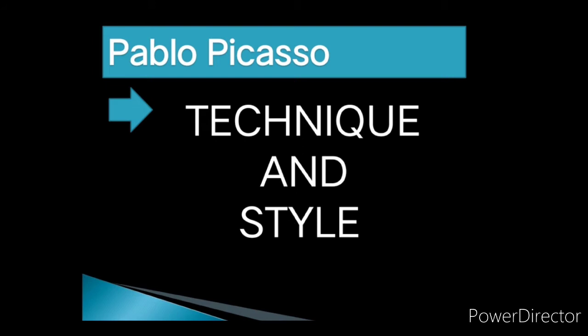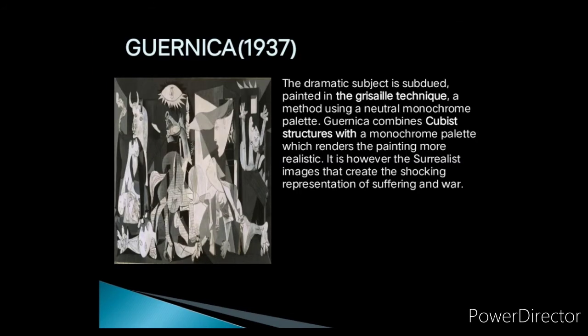Pablo Picasso's technique and style. First is the Guernica in 1937. The dramatic subject is subdued, painted in the grisaille technique, a method using a neutral monochrome palette.